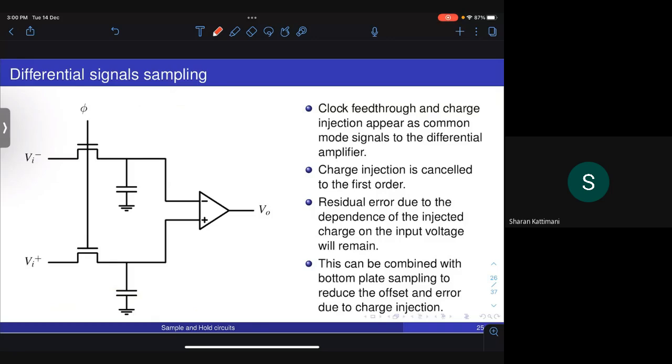There are other ways of doing it. If your input is differential, then most of the charge injection and clock feed through will result in a common mode error, right?